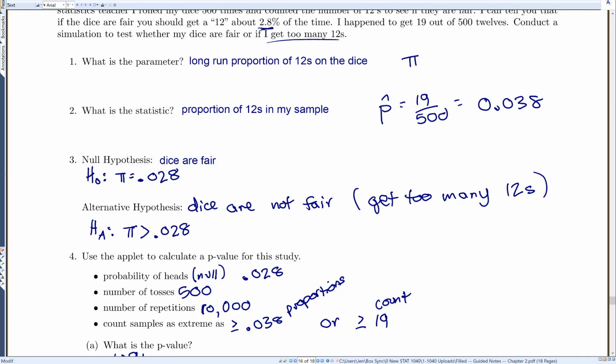The probability of heads is always whatever you have in your null hypothesis, so 0.028. Our number of tosses will be 500, because we rolled the dice 500 times. And the number of repetitions, I like to do 10,000. And we're going to count samples as extreme as, if you want to do proportions, greater than or equal to 0.038. If you want to do counts, you'll do greater than or equal to 19.